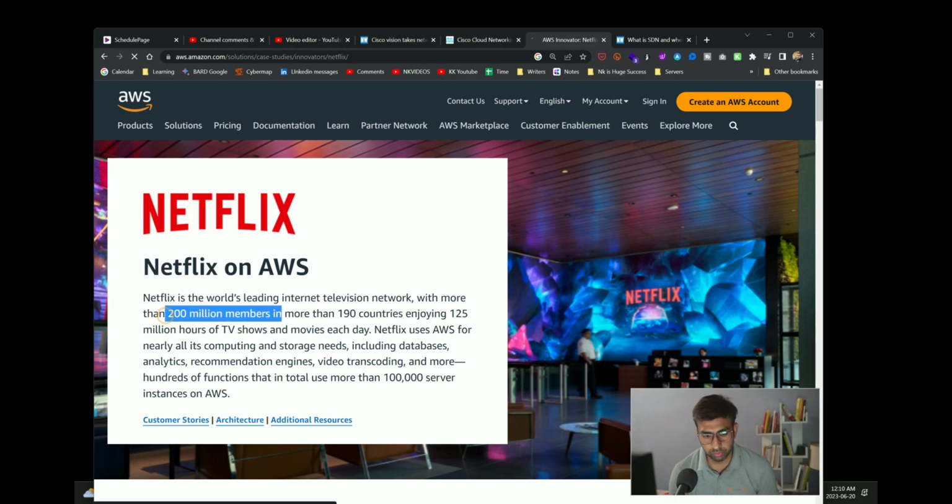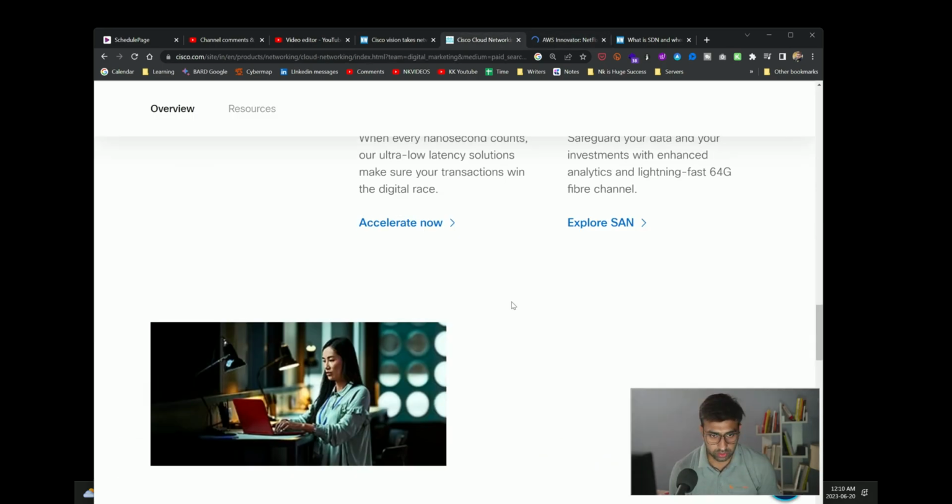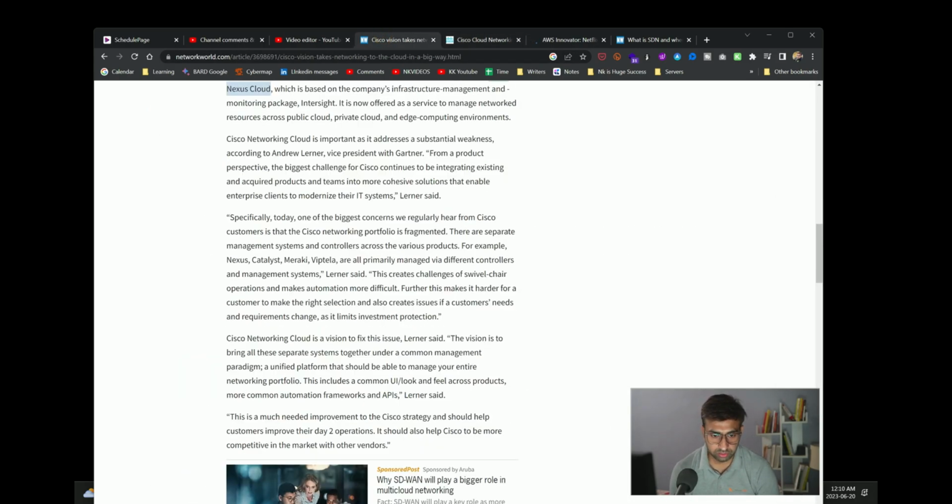Okay, so 200 million members in 190 countries. So they have almost 1 lakh server instances on AWS. Means they have more than 1 lakh servers in AWS. So what we understand from this blog, okay, is that Cisco is working on a lot of technologies and they are going to collaborate all of them together.